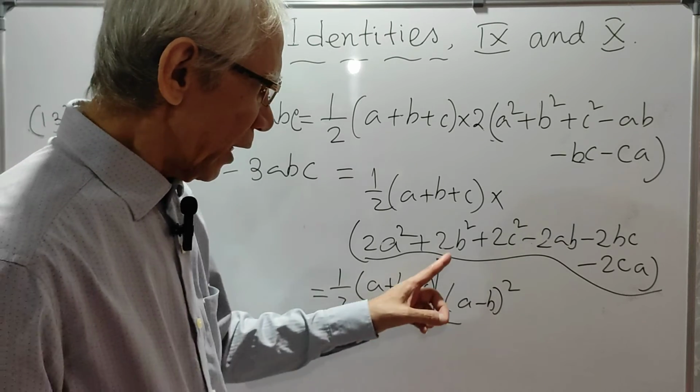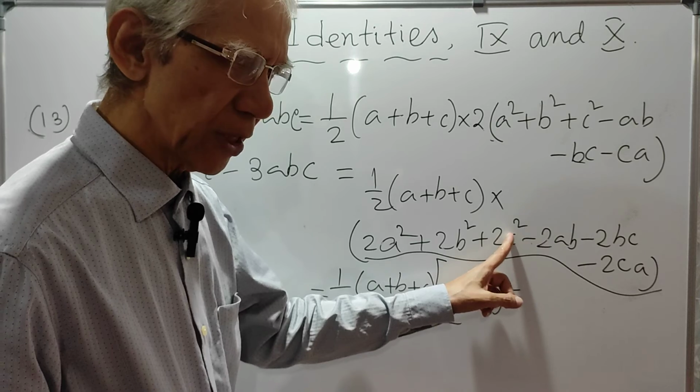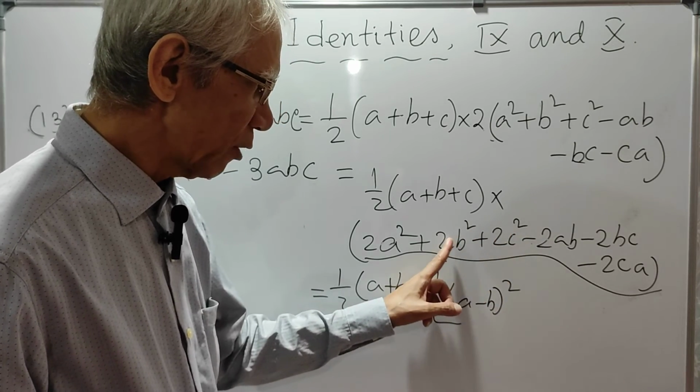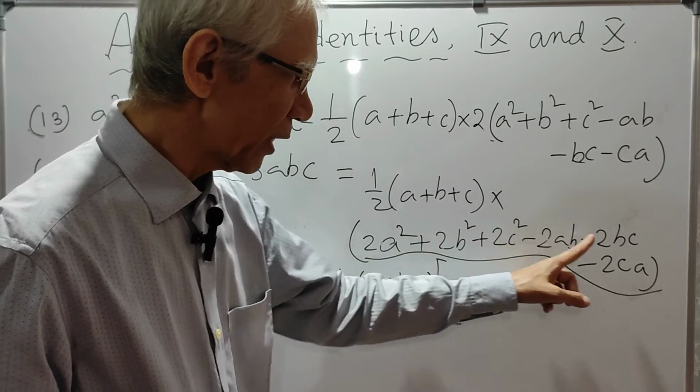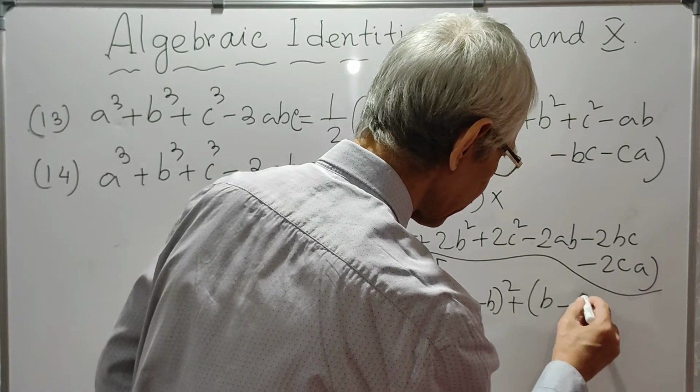All right. Then that remaining b square and 1c square. There are two c square here, so we take 1c square and then 1b square. B square plus c square minus 2bc. So that gives us b minus c whole square.